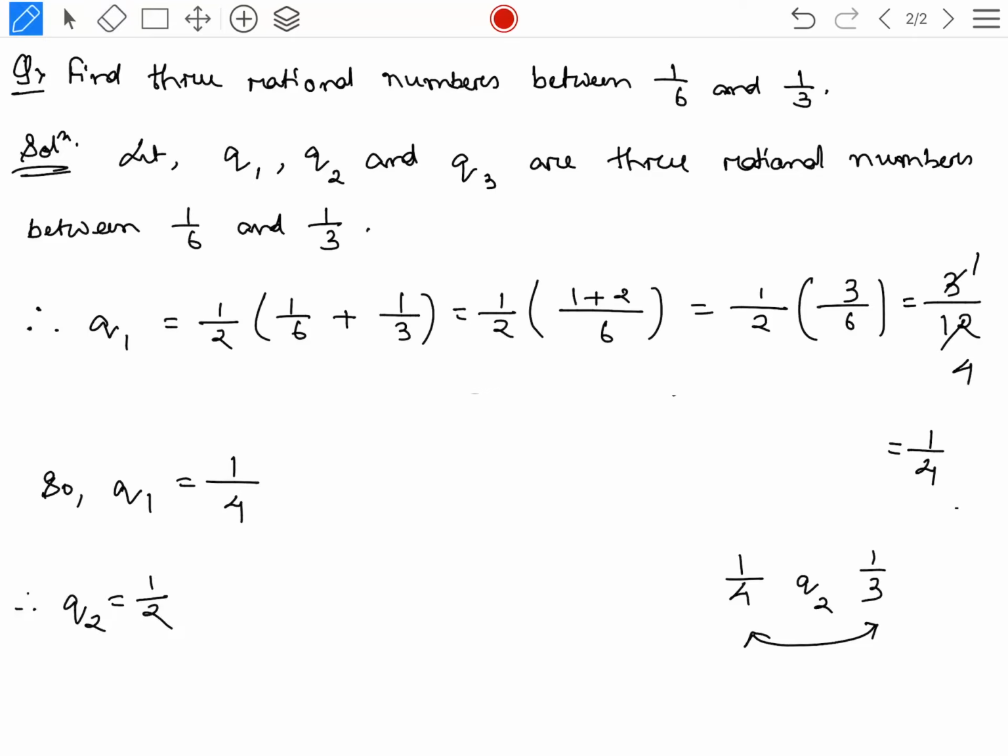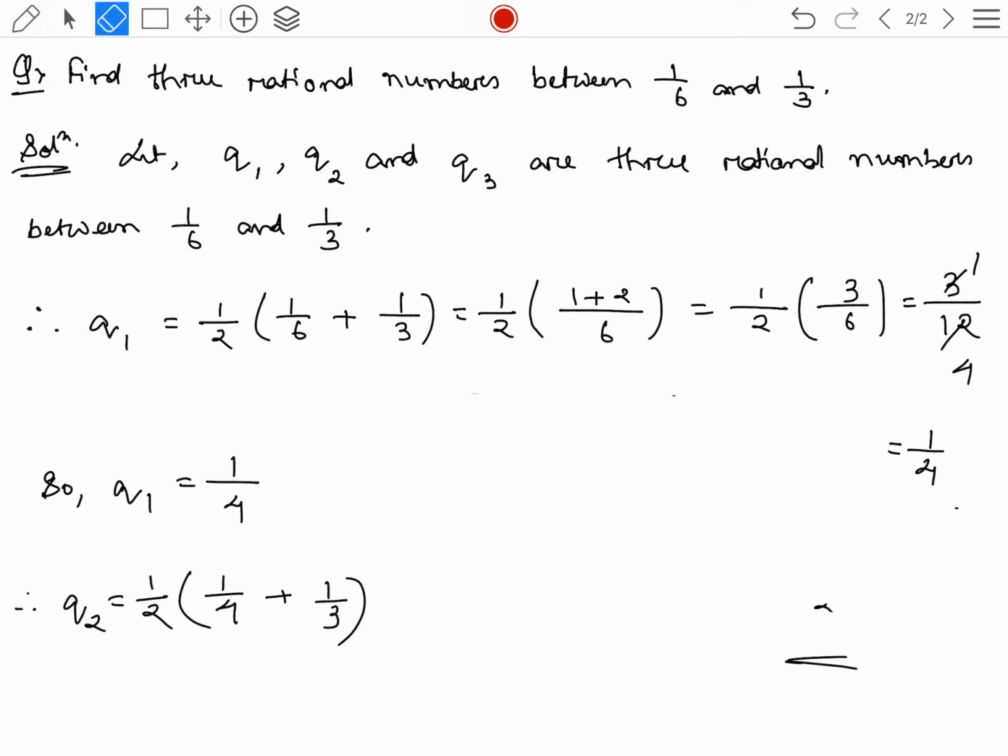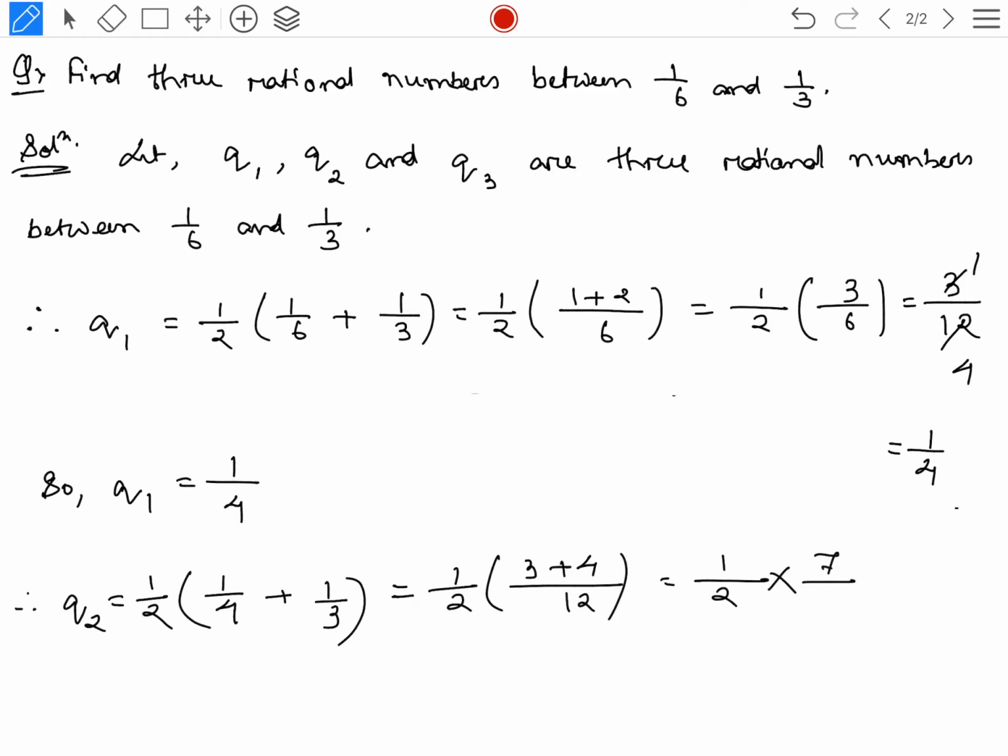You will write, therefore q2 equals 1/2 × (1/4 + 1/3). Understood? Now if we solve this one in the same way, see, 1/2, then the LCM of 4 and 3 will be 12, here 3 plus 4, so we will get 1/2 × 7/12, that means 7/24. So the second rational number that we got is 7/24. So q2 equals 7/24.